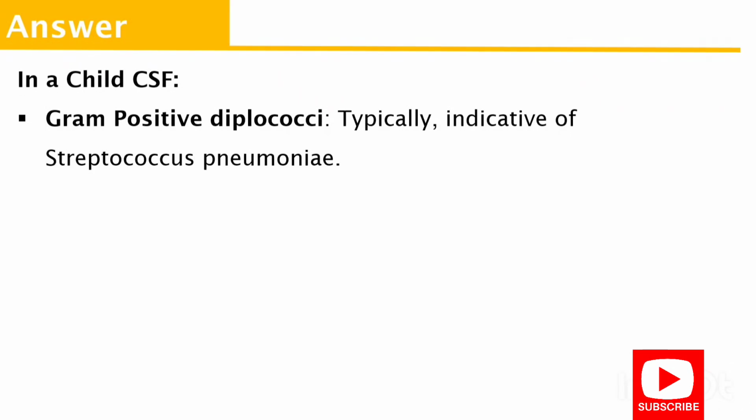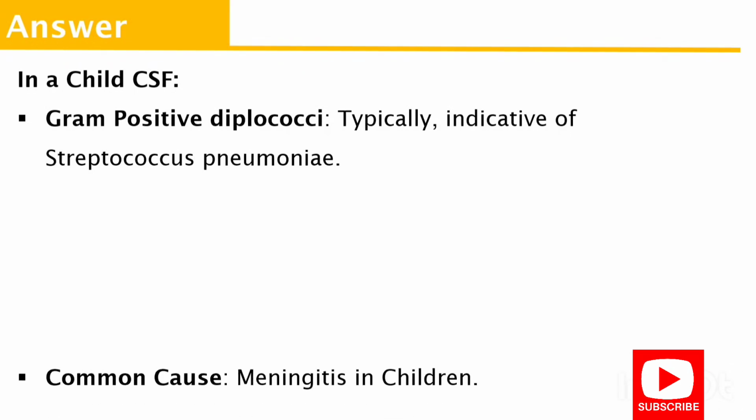If it is more than one cell, which is a cocci, and it is in bunch form, then you can call it staphylococcus. But because it is not in a bunch form, it is in a straight connected form, that is called streptococcus. So Streptococcus pneumoniae is a typical indication of diplococci that can be seen in children. I hope that makes sense. So that kind of answered the question anyway.